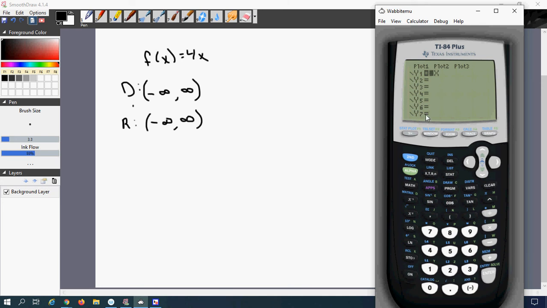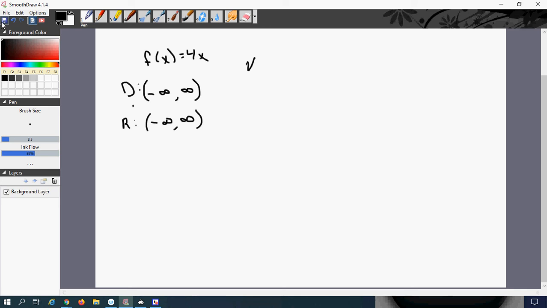All right, so let's take a look at a different equation. Let's say we're doing the square root of x minus 1. And then we graph that. You can see that it starts right here at 1. So that equation is, again, f of x equals the square root of x minus 1.